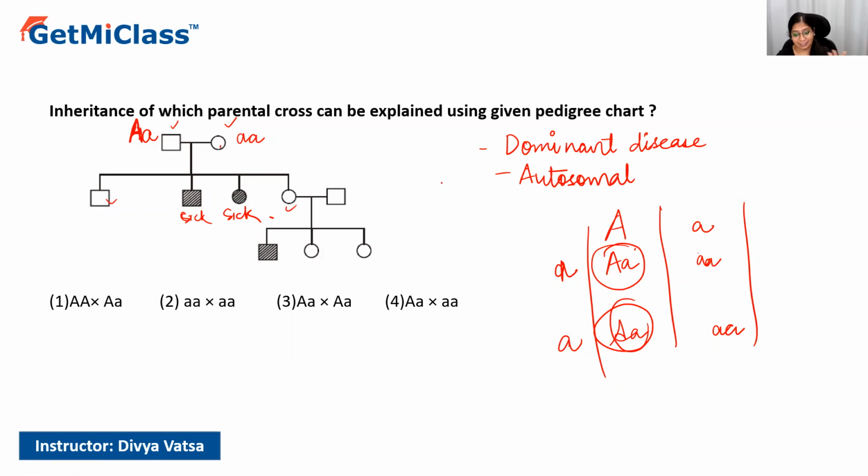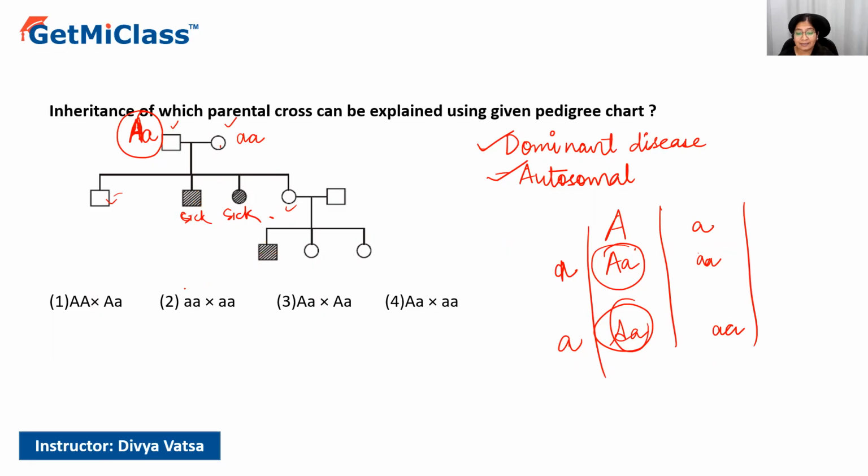But this comes from the assumption that we got from studying the pedigree, that this is a dominant, autosomal disease. And we also saw that not many of the children are getting affected, which means the mother is not carrying the disease. If more children would have been affected, then we would have gone for other options. Option number one, where the male is capital A capital A and the female is capital A small a, is not possible given the number of children that are sick.